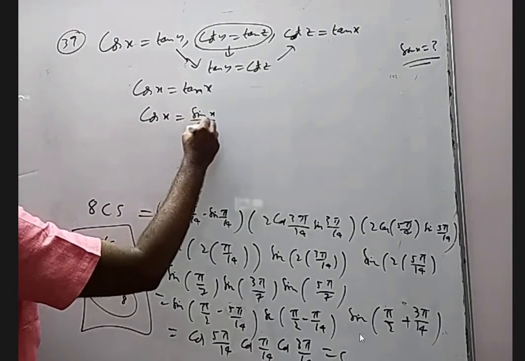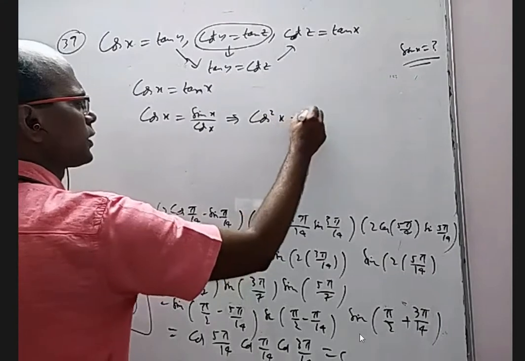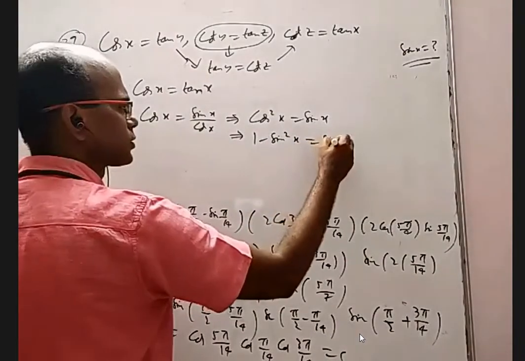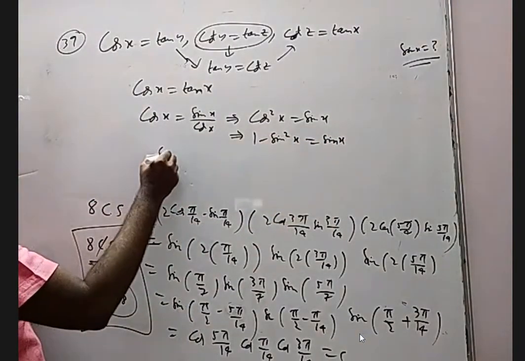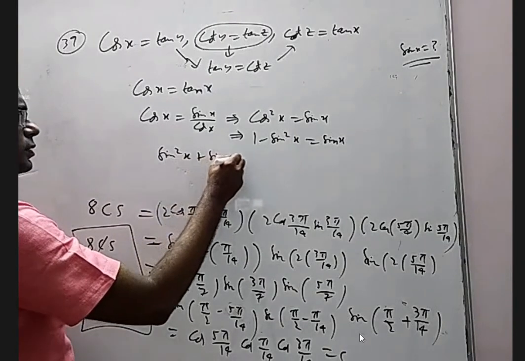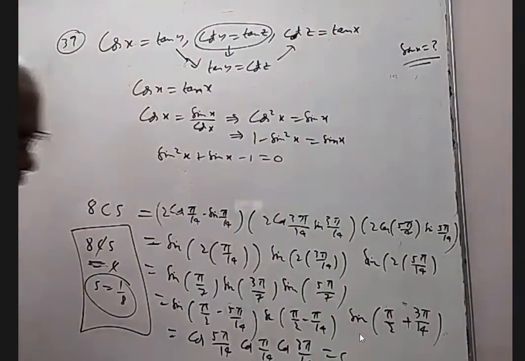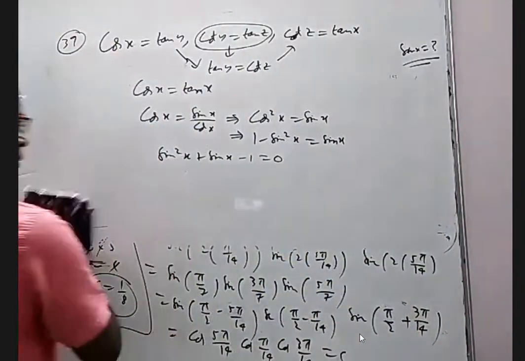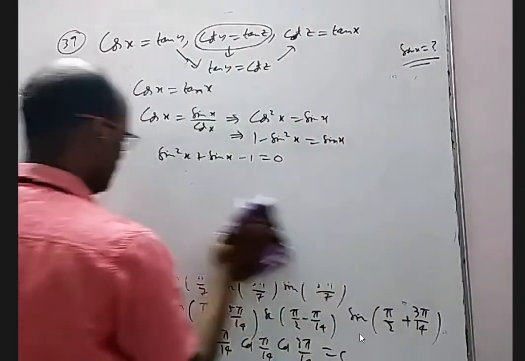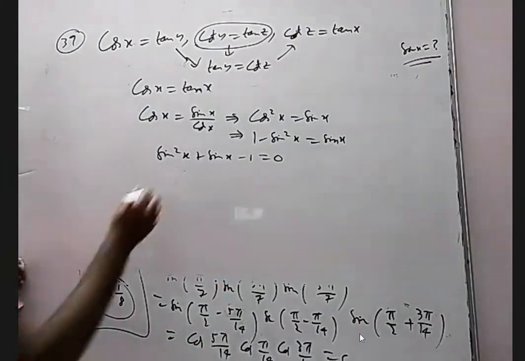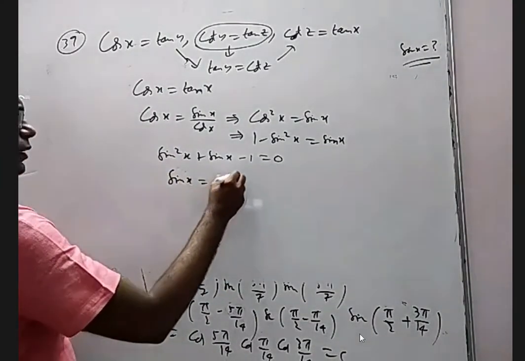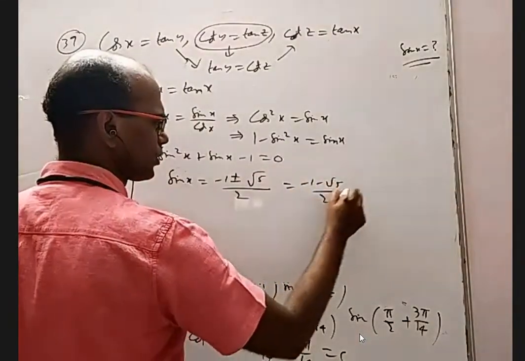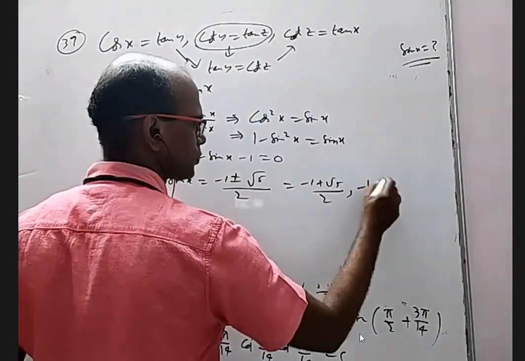I can write sin x by cos x, which is cos square x is equal to sin x. That is 1 minus sin square x is equal to sin x. You bring one side, you get sin square x plus sin x minus 1 equal to 0. Okay, I can use minus b plus or minus all that. So I'll get minus 1 plus or minus root 5 by 2. Minus 1 minus root 5 by 2, minus 1 plus root 5 by 2.